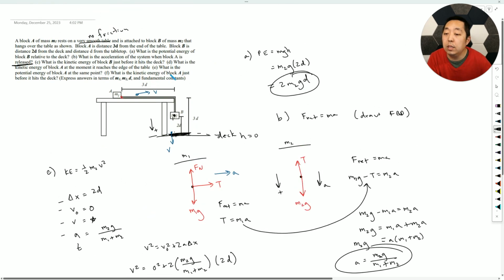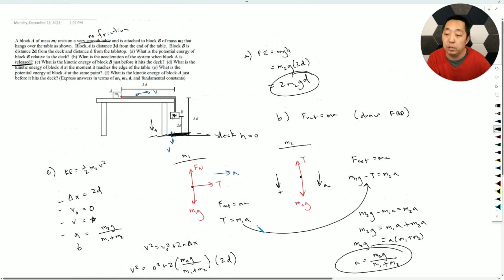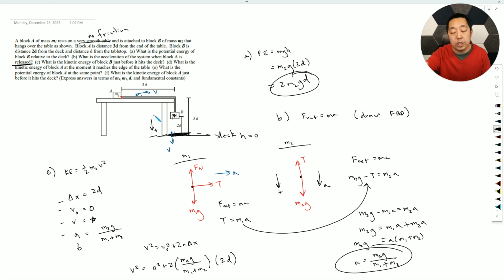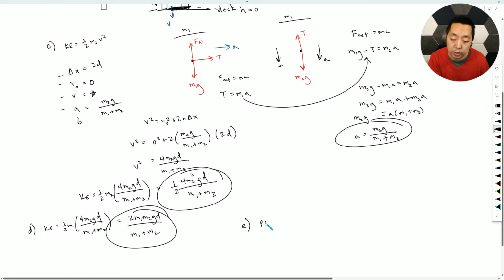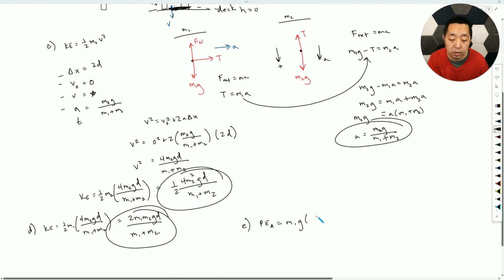All right, E, what is the potential energy of block A at the same point? So again, relative to this reference ground here, what's the potential energy? Well, it stays at the same height. It's mgh, m1g times the h, and this h is 3d. It's 3d above the ground. So the potential energy of A would be m1g times 3d. That's the height that the block is at.